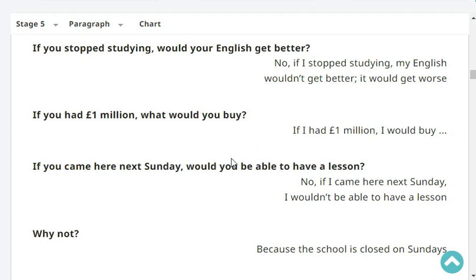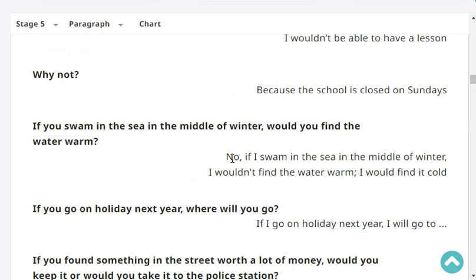If you had 1 million pounds, what would you buy? If I had 1 million pounds, I would buy a car. Very good. If you came here next Sunday, would you be able to have a lesson? No, if I came here next Sunday, I wouldn't be able to have a lesson. Why not? Because the school is closed on Sundays.